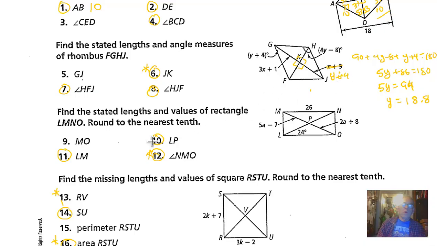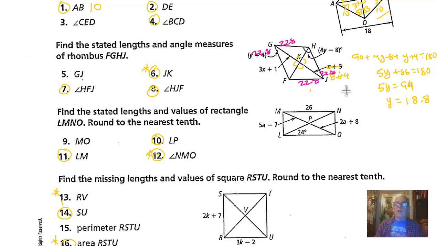So y take away 4. Now remember, here at J, we're finding half this angle when we do the x plus 9 or the y plus 4. So that's going to be 22.8. But this angle here is also going to be 22.8. That's going to give us 45.6. So y plus 4 is going to be 22.8. And this one's also 22.8. This is 22.8. And this is 22.8.